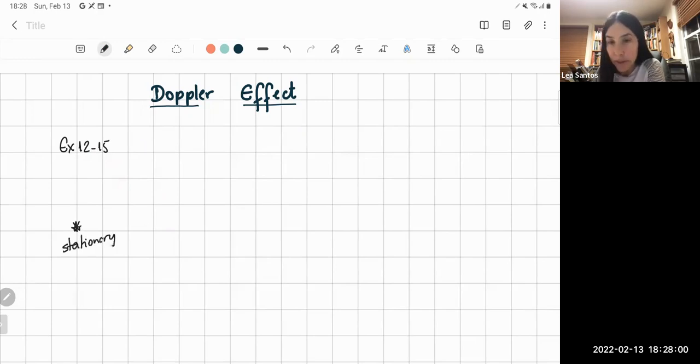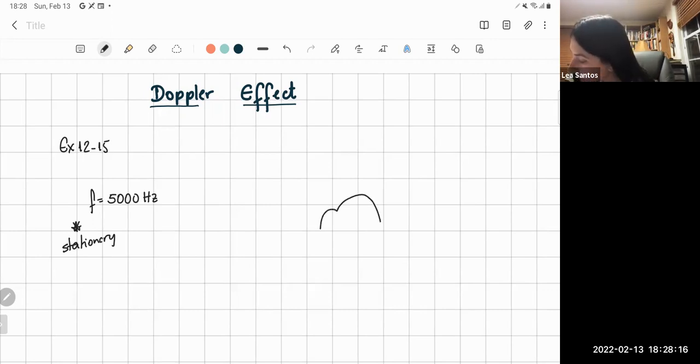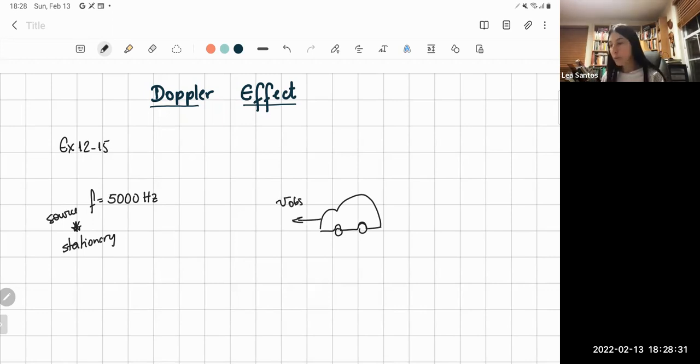And the sound wave has this frequency, 5,000 hertz. Okay, it's emitted from the stationary source, and then it is going to hit someone, an observer, that is moving toward the source. Okay, so this is the source here, stationary, and we have this observer moving toward the source. This is the first part.